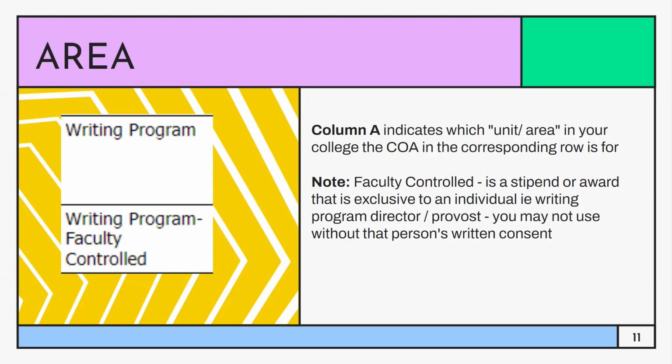Something that is important to note is that some of the areas might have this additional dash faculty control in column A. If you see that faculty control in column A, that means that COA is a stipend or award that has been granted or is exclusive to the individual whose last name is in the task description of that COA. Our most common employees that get awards and stipends are the writing program directors and provosts. However, there are other instances where other employees do get them. What's most important to note is that you cannot use these COAs without that person's written consent before you go ahead and build them.